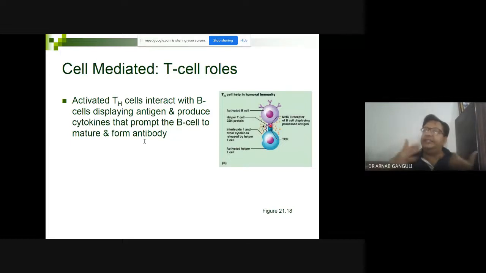So there are steps of B cell activation. We are not studying B cell activation right now, I will teach it later. But basically, they activate the B cell with these interleukins, and then these activated B cells will release antibody. So this is how a T cell and a B cell, humoral and cell mediated immunity, are linked through the T helper cells.